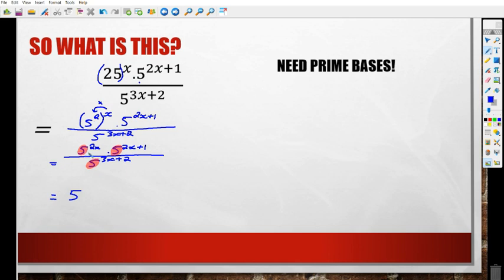And then we said we're going to do something with these top ones. What are we going to do with these top 5s? We're going to add the exponents. So let's add them here, all in one line. We're going to say 2x plus 2x plus 1.